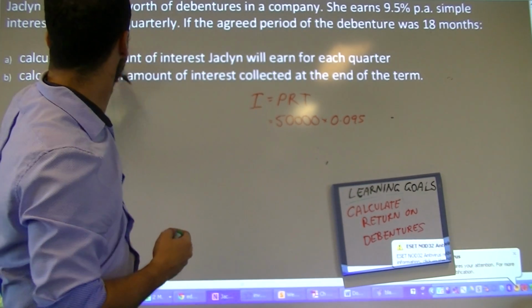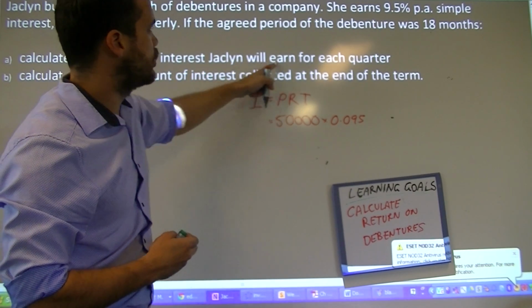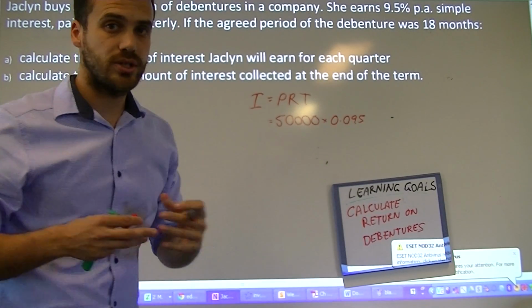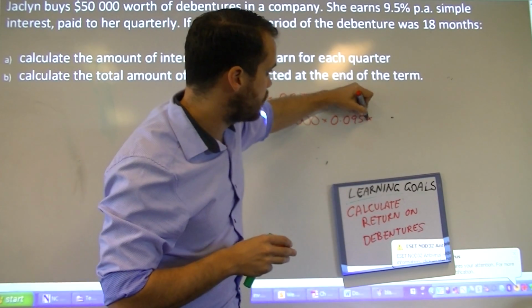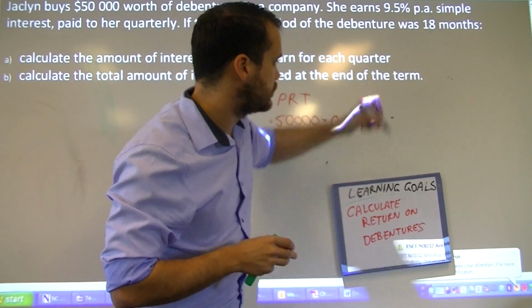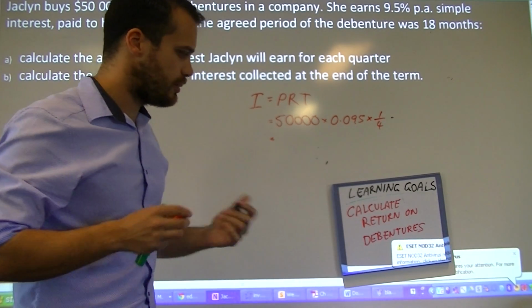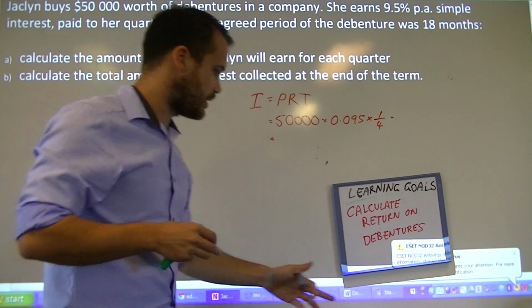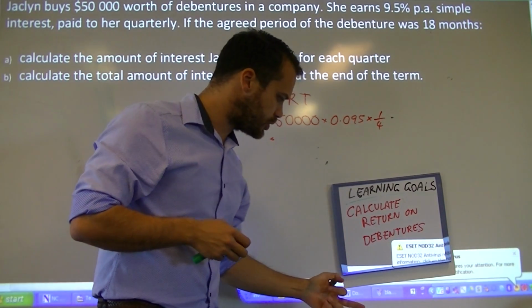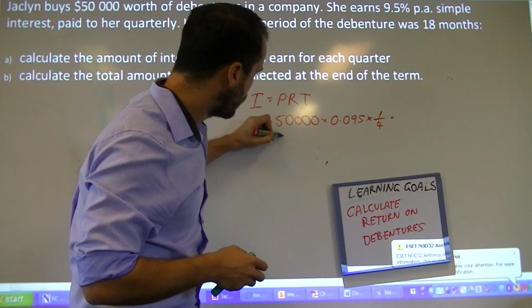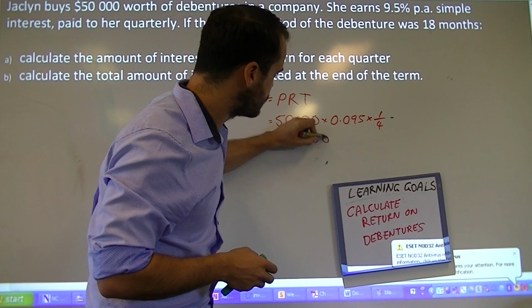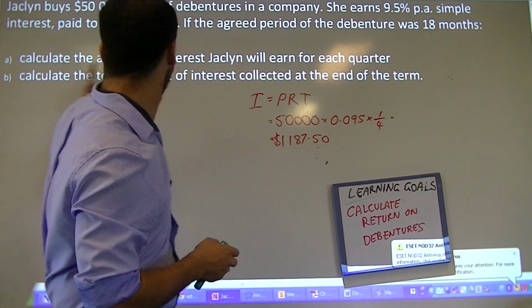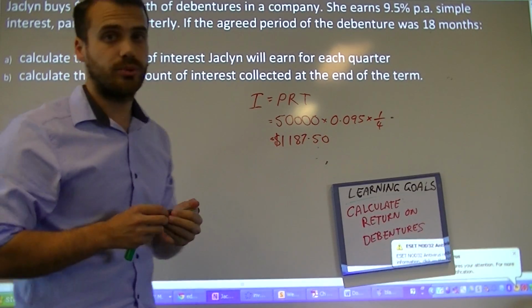And then calculate the amount of interest Jacqueline will earn for each quarter. So we need to know our time period is just a quarter. So it's times a quarter of a year. Now if you type all of that into your calculator, I've done that already, we should get an answer of $1,187.50. Now that's the amount of interest Jacqueline will earn for each quarter.